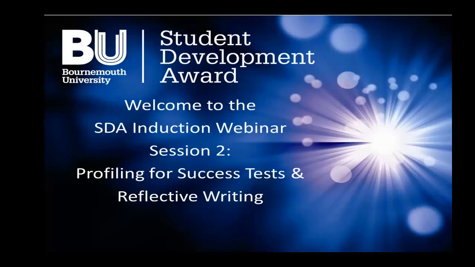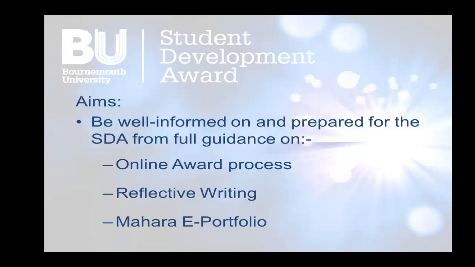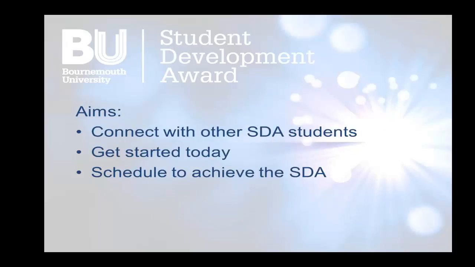This is the second in a series of 3 webinars you'll need to watch in order to complete the award. All 3 webinars last around an hour and a half. You can pause at any time and all essential information and guidance is included. The aims of the session are for you to be well informed on and prepared for the Student Development Award, and we offer full guidance on the online award process, your reflective writing and creating your Mahara e-portfolio. We also hope you'll connect with other Student Development Award students, get started on the award today and complete the award over a period of time by scheduling it into your timetable.